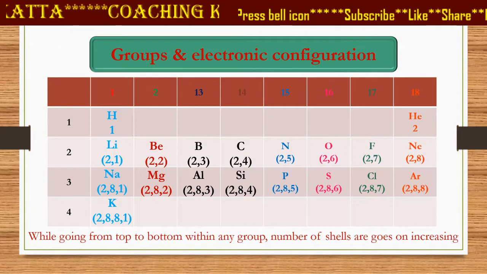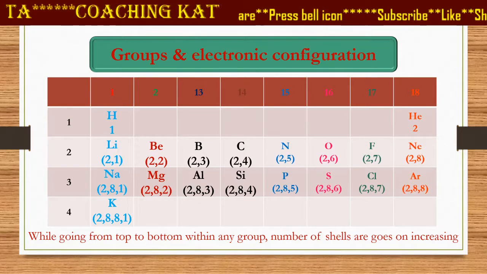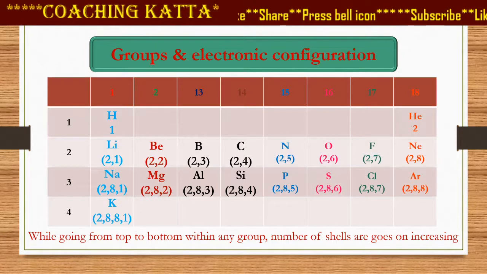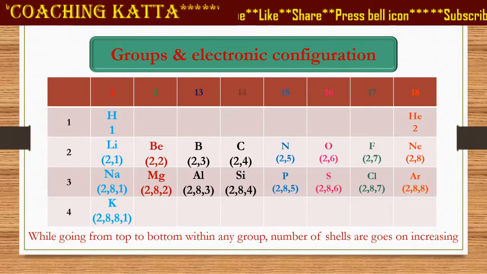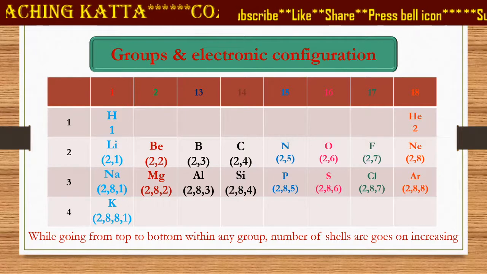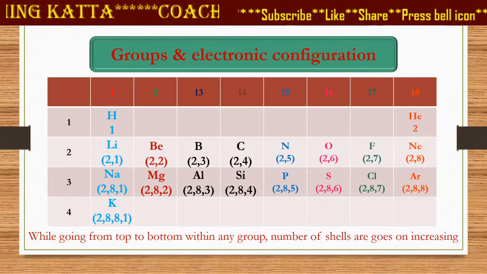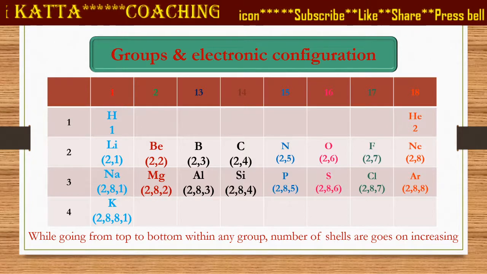Observe the table given here. You will find that the number of valence electrons in all these elements is the same. That is 1 for the first group, and for the second group, the valence electrons are 2. Valence electrons means the number of electrons present in the outermost shell.